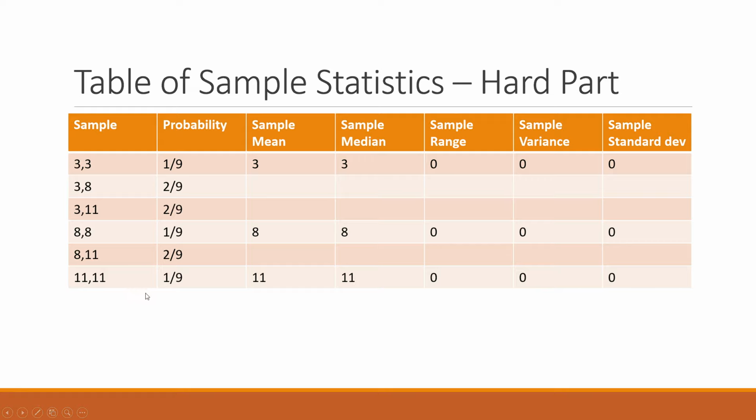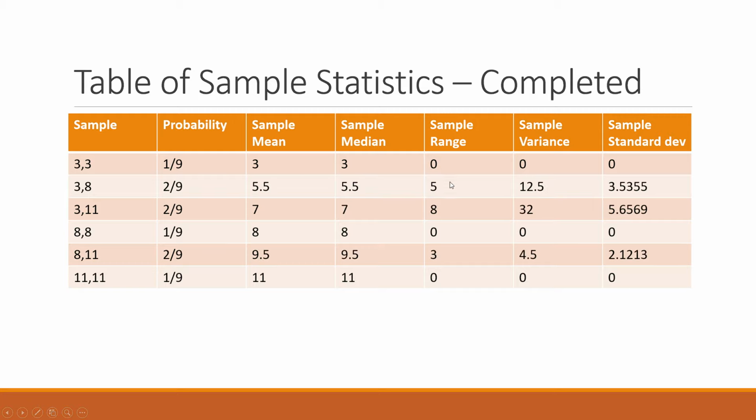Same for 8 and 8. Same for 11 and 11. Now, a little bit of arithmetic has to be done for the rest of them. For 3 and then 8, we add those up, divide by 2. We're going to get a mean of 5.5. Same for the median. It's halfway between those 2 numbers. And actually, we can then use Excel or the formula to find the variances and the standard deviations. So I'll pause here, let you transcribe this, let you soak this in.